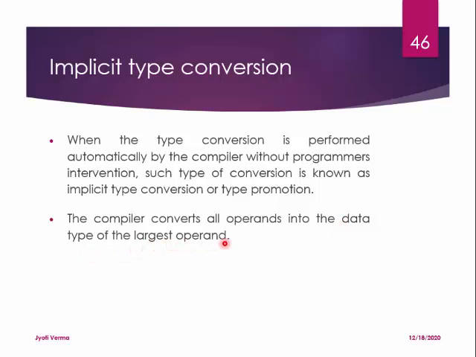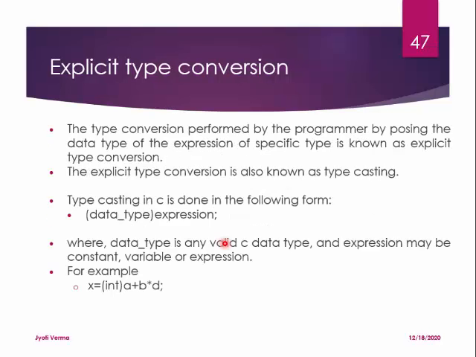That means you can convert the small data type to the larger data type. Explicit conversion is totally opposite as compared to implicit. Explicit conversion is done by whom? By our programmer. That means we do this type of type conversion.